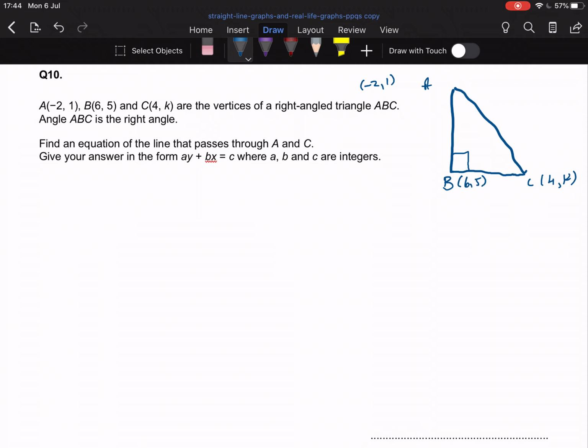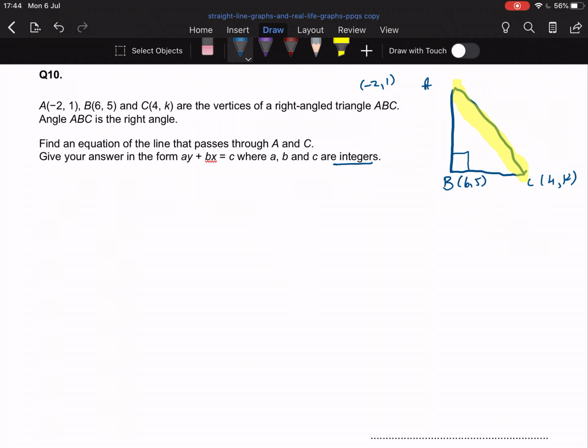It says find an equation of the line that passes through A and C. So it's asking for an equation of this line that I'm highlighting in yellow now. And it wants me to give my answer in the form ay plus bx plus c, where a, b, and c are integers. So this is interesting. We're going to have to do some rearranging when we get there. But a lot of work for a 5-mark question. So first thing I need to do, you always know for a 5-mark question, you're not just going to get to the answer. You're going to have to do some work.